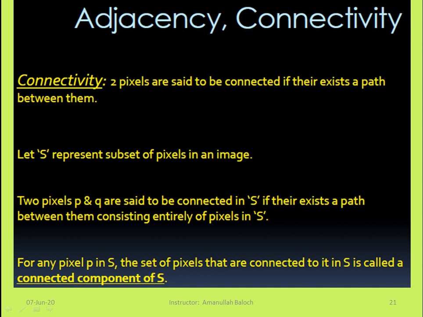Now, if pixels P and Q are far away from each other, at a distance of more than one pixel value, then we will consider the path between these two pixels. Two pixels are said to be connected if there exists a path between them.